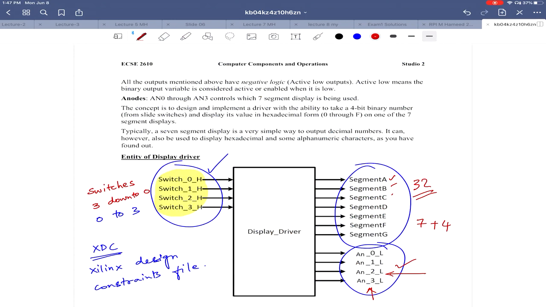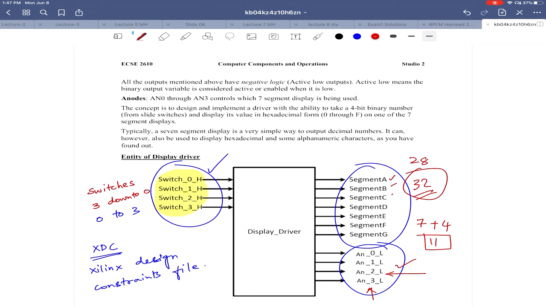So now you have what? 7 plus 4, 11 outputs instead of 32, or maybe 28 if you ignore the decimal point, right? So I hope that is a helpful discussion about why we are using anodes in the first place. Let's see, there's a question from Anthony.